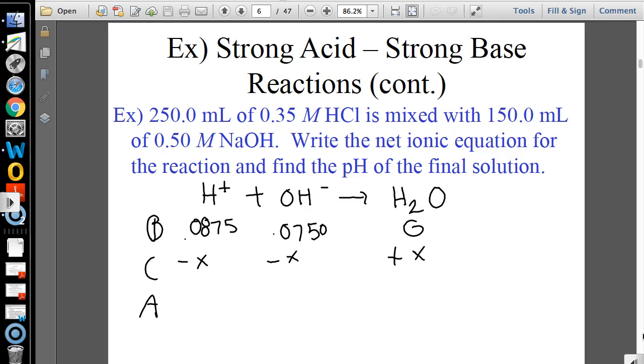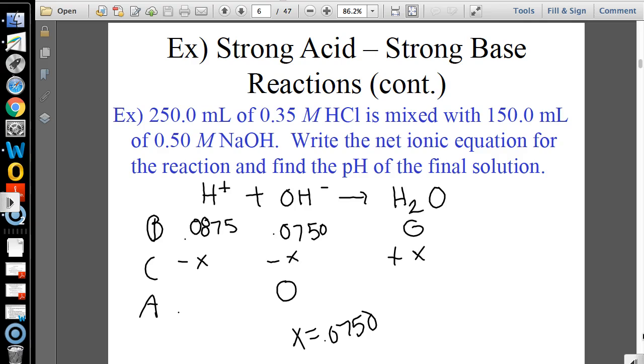If you don't think about it, or you don't feel like thinking at all, if you just pick this one, you'll see that when you put it in over here, you get a negative number, and you're like, oh, that's wrong. Okay. So x is equal to 0.0750. And so I'm going to run out of hydroxide. It's going to be completely used, so it's my limiting reactant.